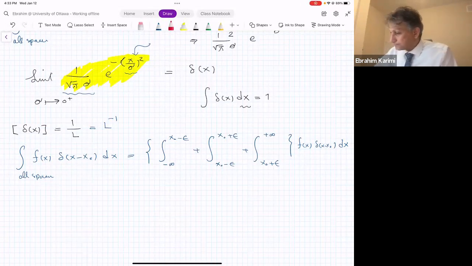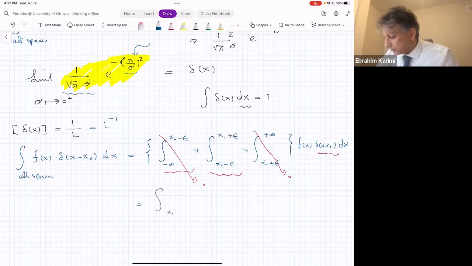The delta function everywhere is 0 except close to x naught. So from minus infinity to x0 minus epsilon, that is 0, definitely. From plus infinity to close to x0, that is 0. Only in that small interval is it not equal to 0. So then it will be reduced to the integral from x0 minus epsilon to x0 plus epsilon of f of x delta of x minus x0 dx.